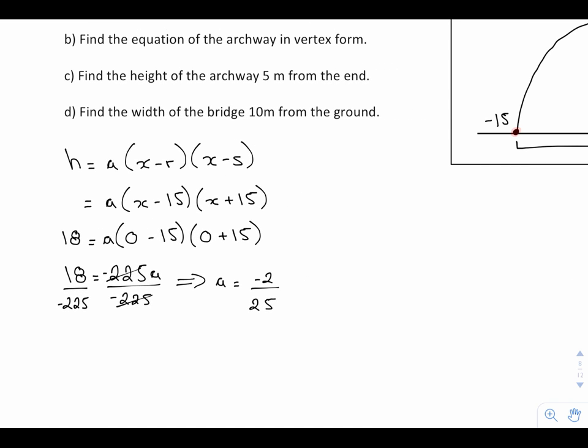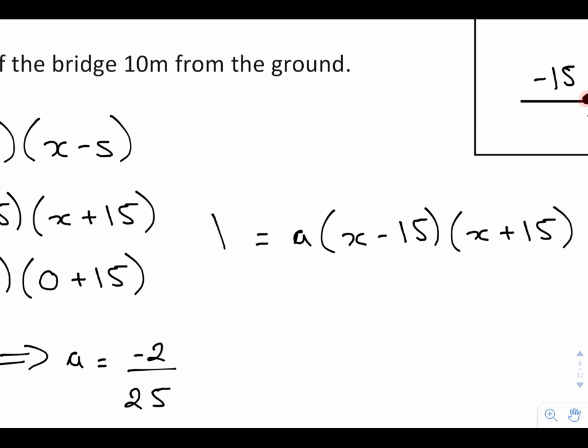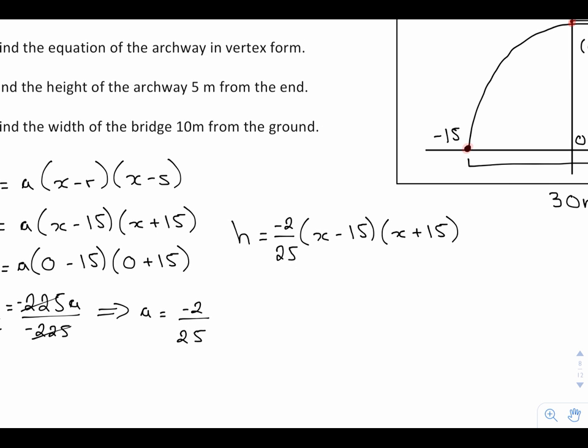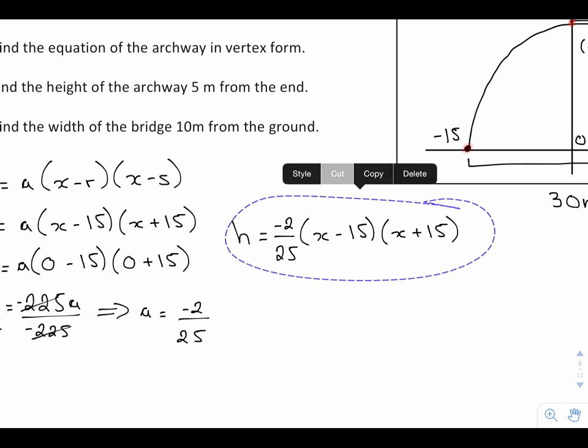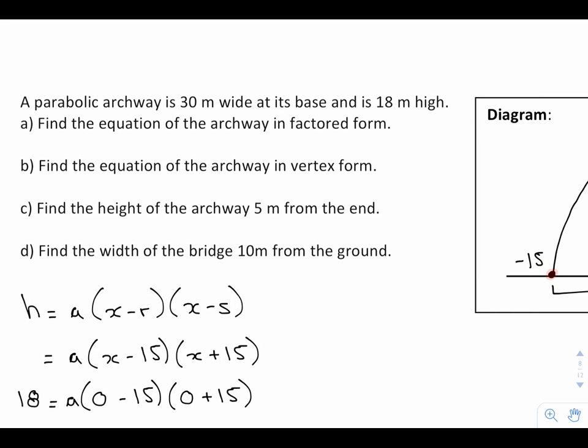So I can rewrite my final expression right now. Let me just take this version, copy it, paste it here, and put an h in front. So I'll have an h here. And instead of my a value being unknown, I know it is now negative 2 over 25. So this answers our first part. Let me just take this here, copy, and put it right underneath where my answer goes. Maybe shrink it a bit. There you have it. So there's our equation in factored form of the archway.